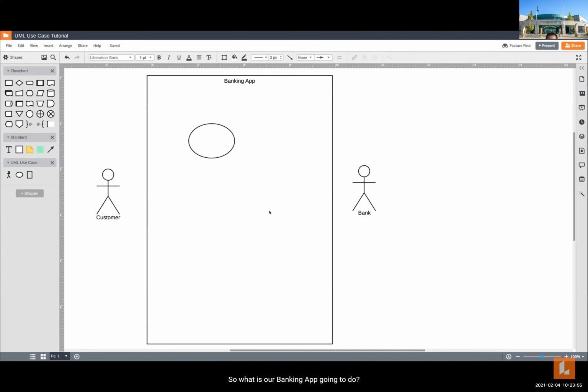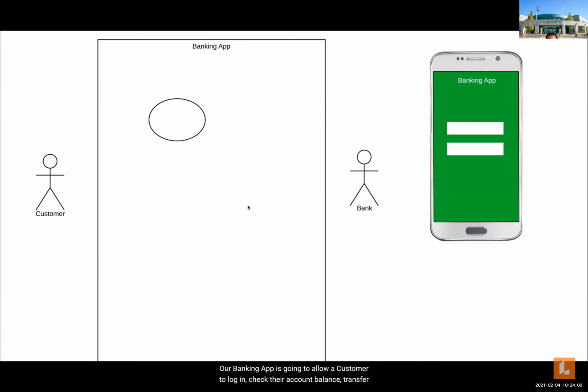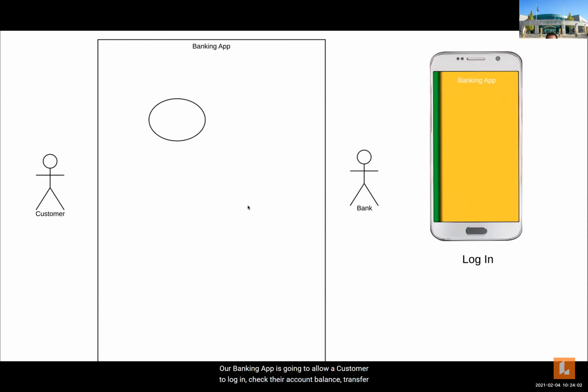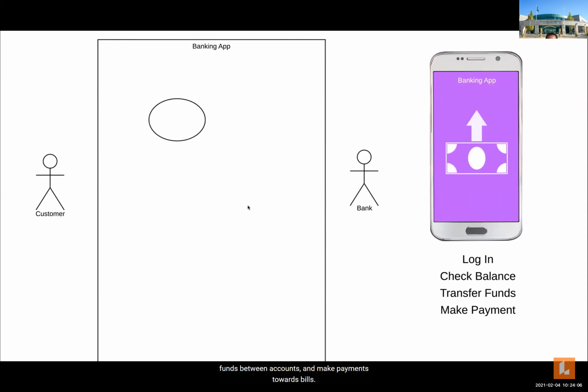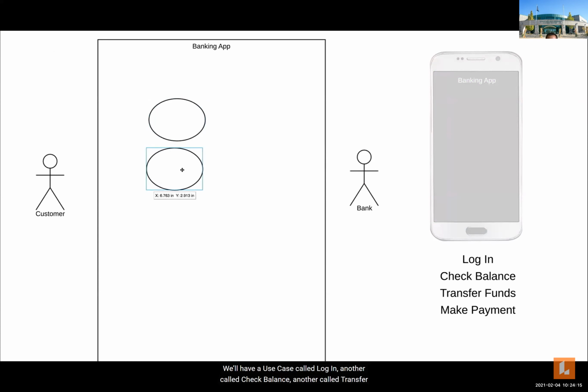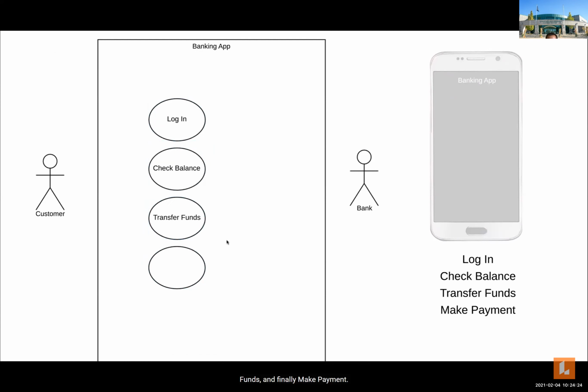So what is our banking app going to do? We're going to keep things very simple. Our banking app is going to allow a customer to log in, check their account balance, transfer funds between accounts, and make payments towards bills. So if this is what our banking app does, we're going to have use cases that describe each of those actions. We'll have a use case called login, another called check balance, another called transfer funds, and finally make payment.